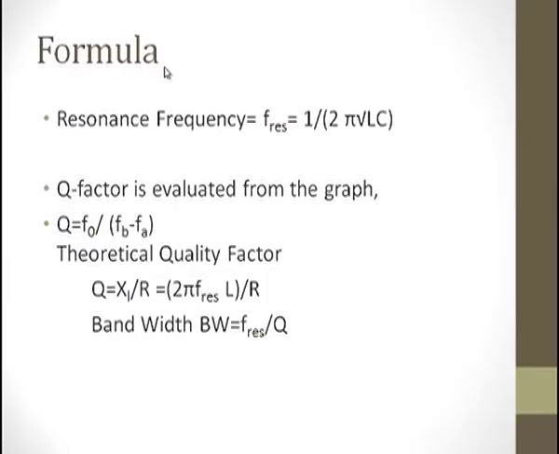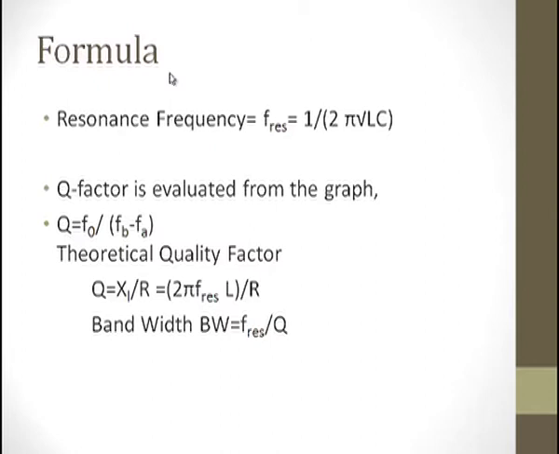We can compare the observed resonant frequency with the theoretical frequency by the formula F resonance is equal to 1 divided by 2 pi into square root of LC, where the inductance and capacitance of the circuit play a prominent role in determining the resonant frequency of the circuit. By tuning or adjusting the values of inductance and capacitance, we can fix the desired particular resonant frequency.